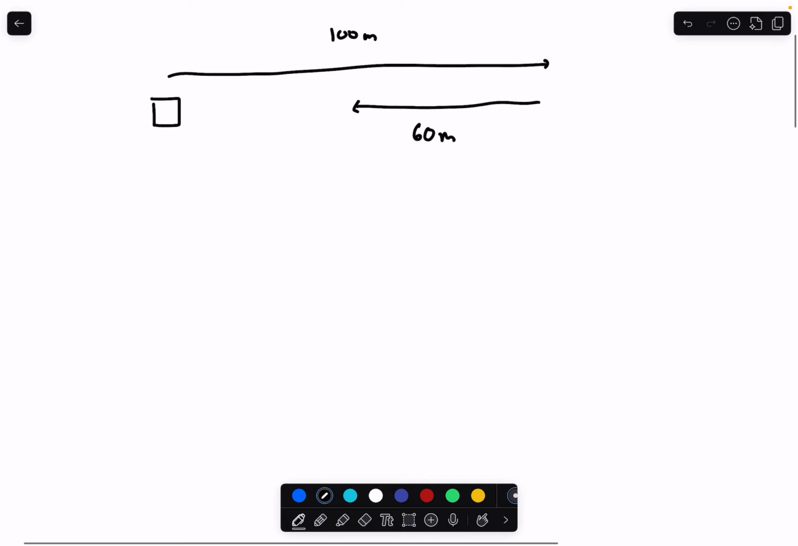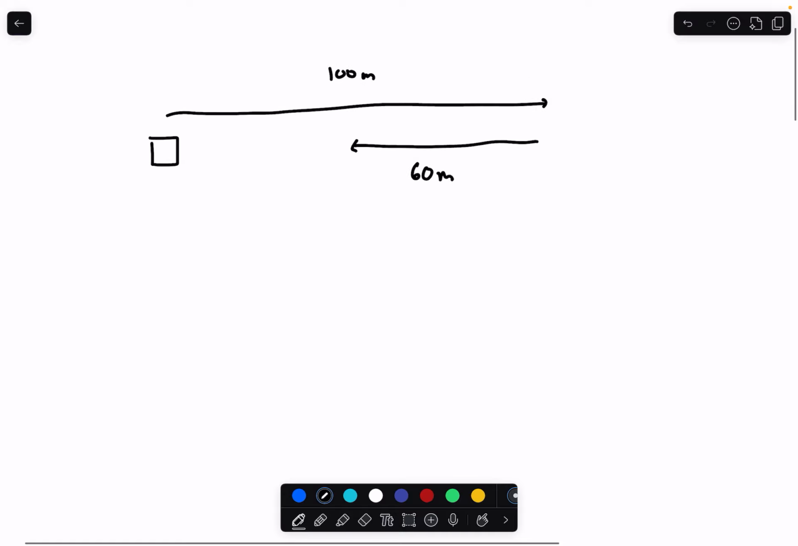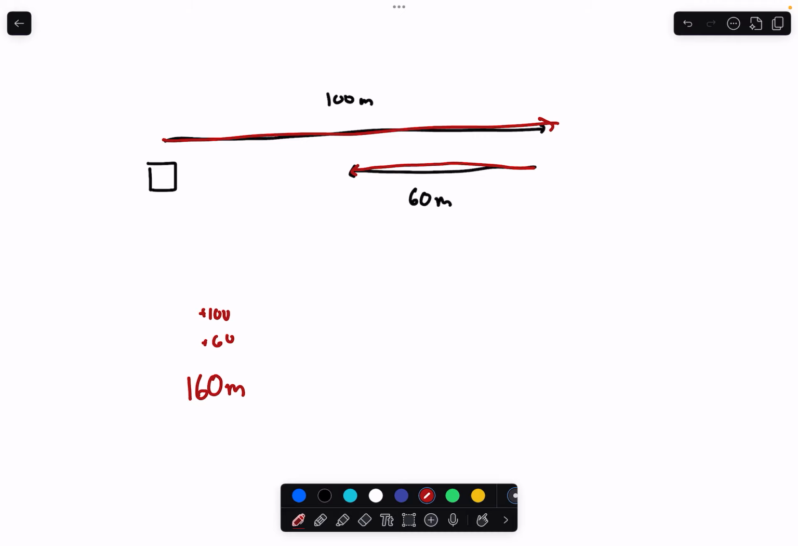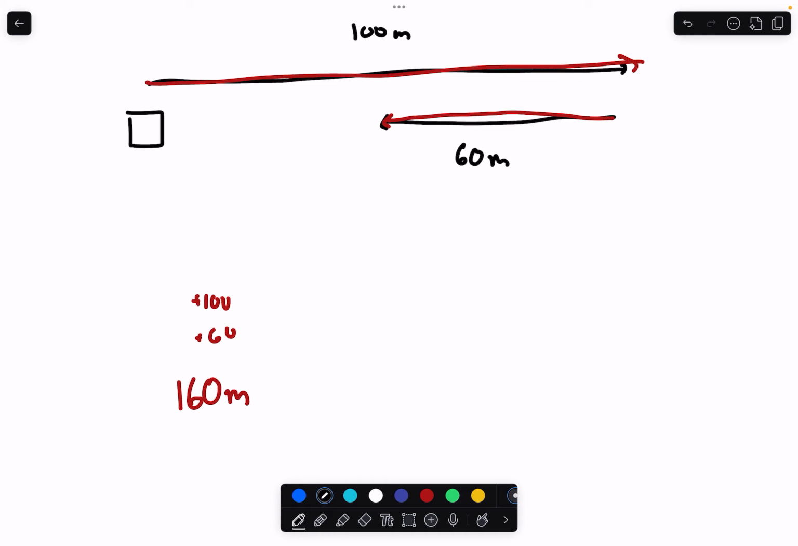So to figure out the distance that it traveled, it's pretty easy. We can just look at how much ground it covered. It went 100 meters this way, so we'll add 100. And then it went 60 meters this way, so we're going to add 60. So the distance traveled is 160 meters. But what if we want to know what the displacement is?